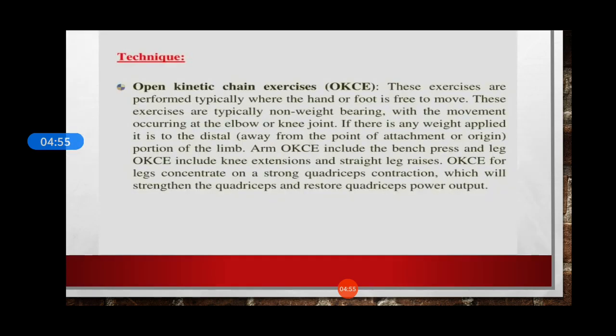Now, if we talk about the technique, the open kinetic chain exercises are performed typically where the hand or foot is free. Exercises are mainly non-weight bearing, so the movement occurring at any joint like the elbow or knee joint will be non-weight bearing. If there is any weight applied, it is to distal segments. Open kinetic chain exercises include the bench press, leg press, knee extension and straight leg raises. For legs, concentrate on a strong quadriceps contraction, which will strengthen the quadriceps and restore quadriceps power output.